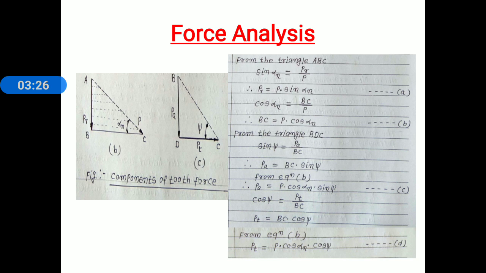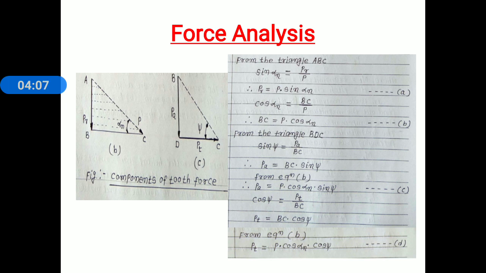Now consider figure C. In figure C we consider a triangle BCD. From this triangle we consider sin psi, front side to the hypotenuse. Front side is axial component PA and the hypotenuse is BC. Therefore sin psi is equal to PA divided by BC. Simplify this and we get the axial component PA is equal to BC into sin psi. Here from equation B we substitute the value of BC and we get the axial component PA is equal to P into cos alpha suffix n into sin psi.